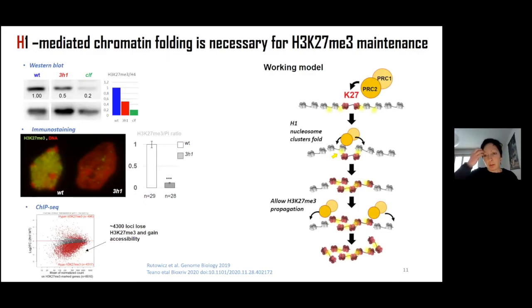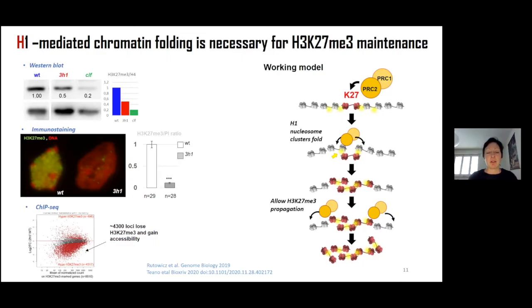Now we still thought of a model. How come H1 would influence at all the distribution of H3K27me3? We thought of a model where the chromatin folding, which was imposed by the incorporation of H1, would favor the propagation of K27 trimethylation by the Polycomb repressive complex 2. So it might simply be a kind of opportunistic configuration which allows PRC2 to progress around the target loci. Now, why do we think of a model where H1 is involved in maintenance and not initiation?